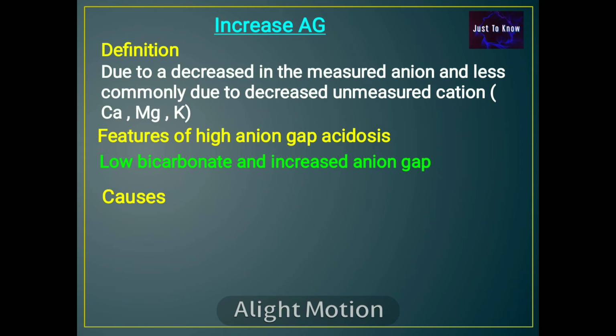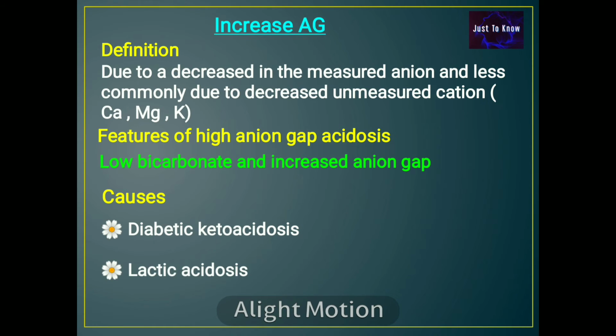The general causes of increased anion gap are diabetic ketoacidosis, where there is accumulation of keto acids like acetoacetic acid and beta hydroxybutyric acid, causing decreased bicarbonate level leading to increased anion gap. Lactic acidosis. Lactic acid is accumulated, lowering the bicarbonate level, causing increased anion gap. Then in renal failure, the generation of bicarbonate is defective and there is an excess of H+ ion, causing increased anion gap.